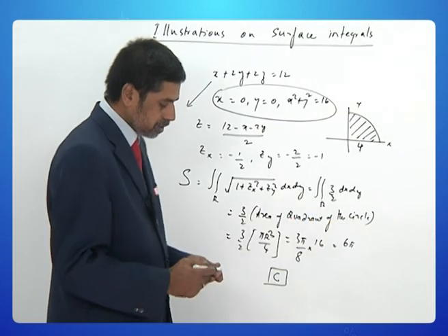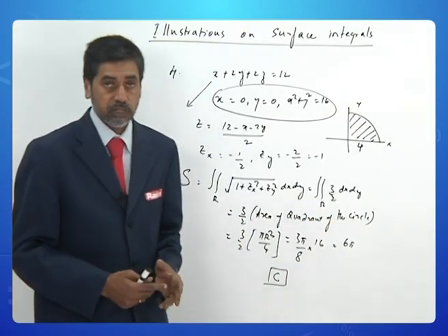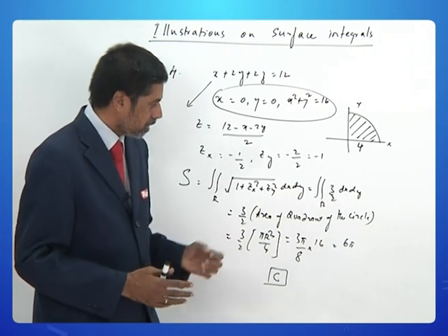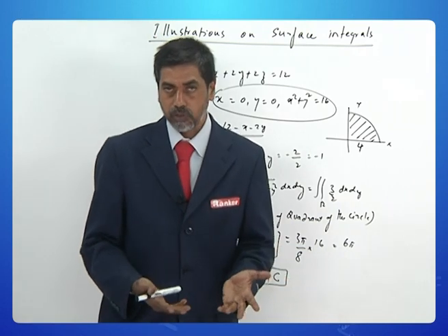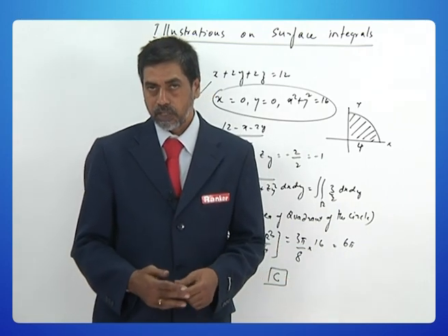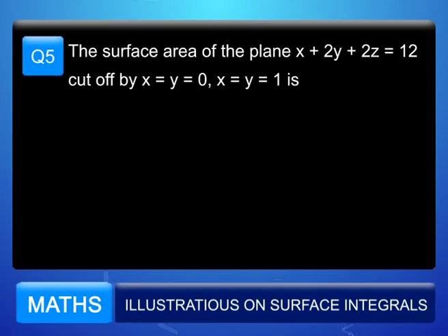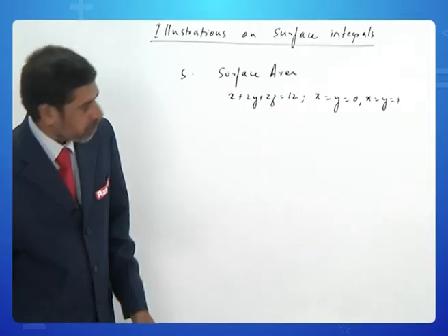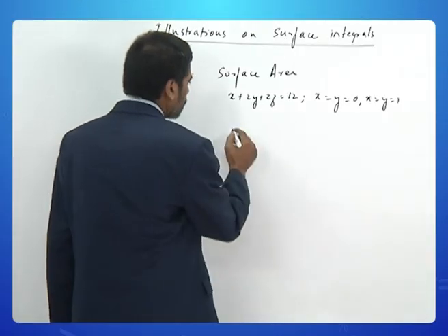So this is a problem based on surface integrals, and it's a short type question, but unless the fundamentals are known, you will not be able to conclude within a minute or so. Let's look at another question of the same type. Question number 5. What is the surface area of the plane x plus 2y plus 2z is equal to 12 cut off by x is equal to y is equal to 0, x is equal to y is equal to 1. Almost similar to the last problem.